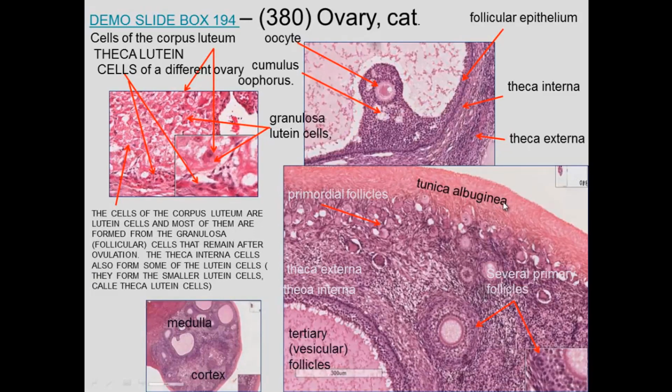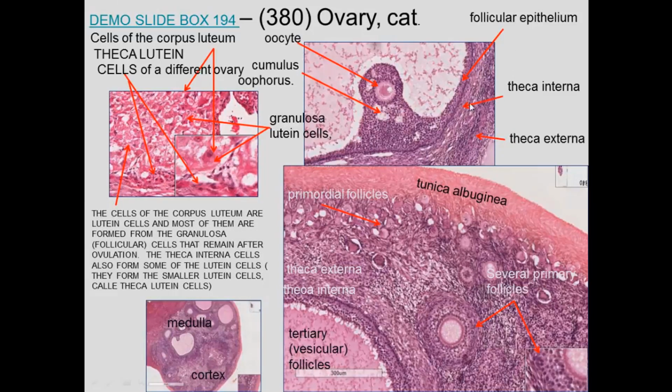and here we see tunica albuginea, primordial follicles, several primary follicles, and this is a tertiary follicle when it's just about ready to ovulate. This is the corpus luteum over here that we can see. You can see it right there, and also here. The granulosa lutein cells are the granulosa cells that become the main part of the corpus luteum that we'll see later on.